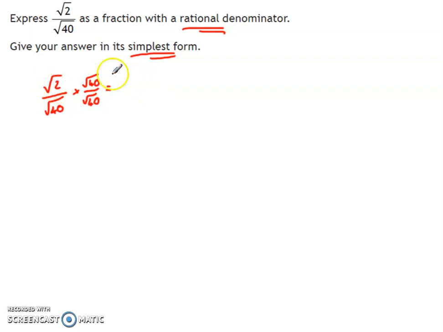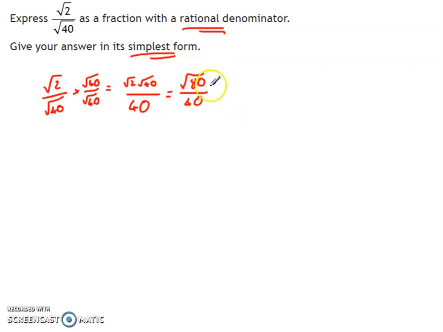What that does is it changes the top into root 2 times root 40, and the bottom into root 40 times root 40, so root 40 squared simply gives me 40. So I've got that there, I've rationalised it, great. Now I have to think about how I put it into its simplest form. What I'm going to do is take the top and first combine it into one single square root. So root 2 times root 40 gives me root 80 over 40. Now I have to simplify the root 80.